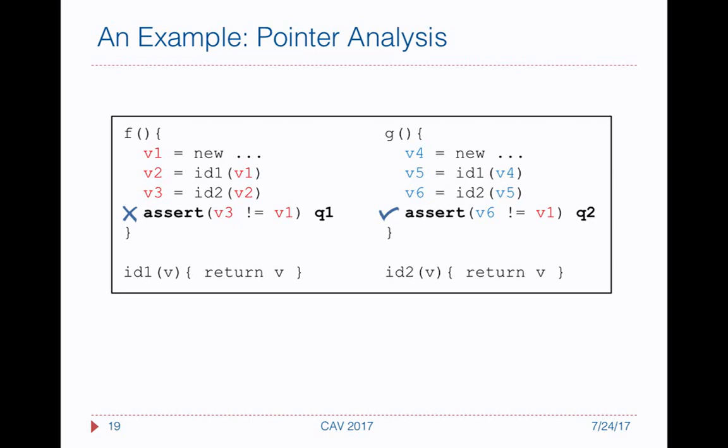On the other hand, the assertion Q1 is invalid. In fact, it fails on every run because V1 is indeed equal to V3. These are in fact called must aliases. And the reason is that V3 gets the value of V2, which in turn gets the value of V1, which is allocated here. Now, how would we automatically prove this assertion and show that that assertion cannot be proven?